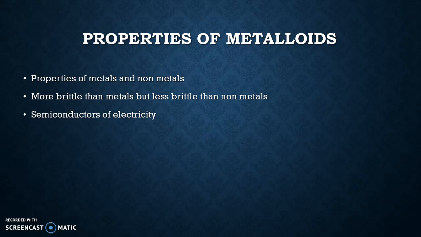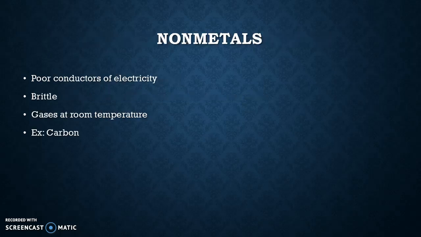And then afterwards we have properties of metalloids. Those are going to be metals and nonmetals. They're more brittle than metals, but less brittle than nonmetals, and they're semiconductors of electricity. Then we have the nonmetals, which are poor conductors of electricity. They're very brittle. Most of them are gases at room temperature, and a good example of this is going to be carbon.